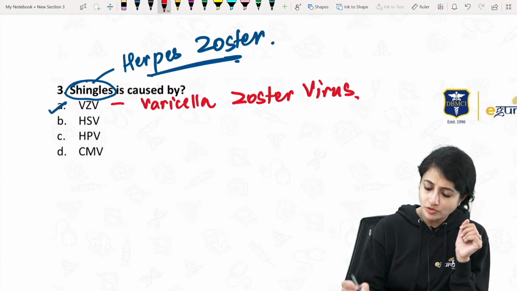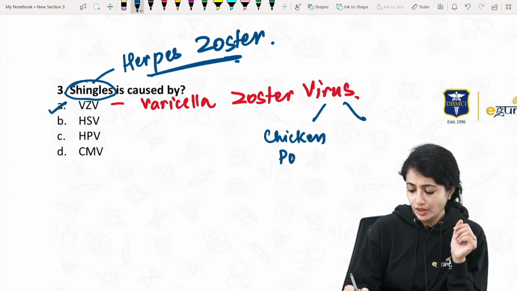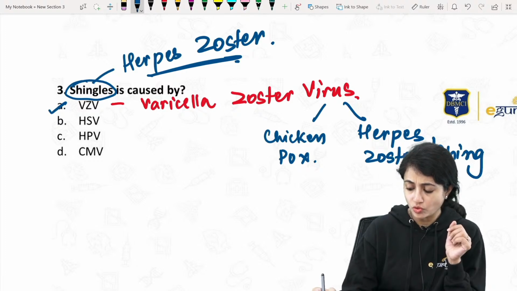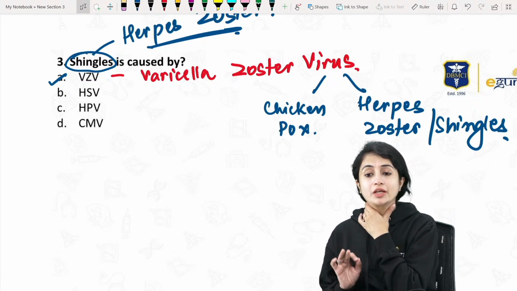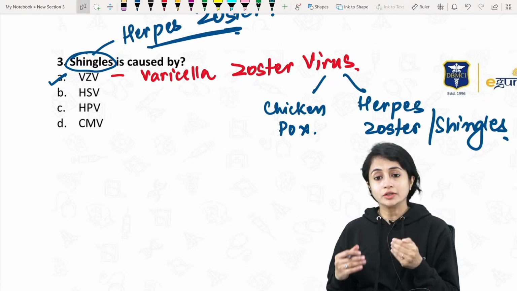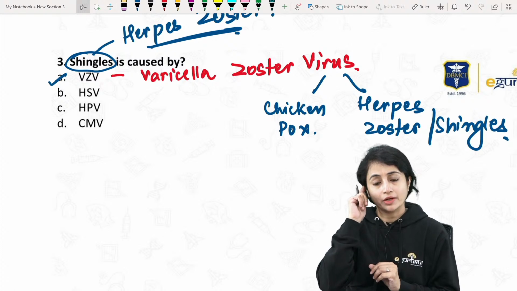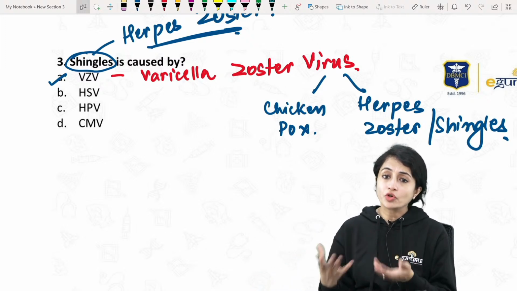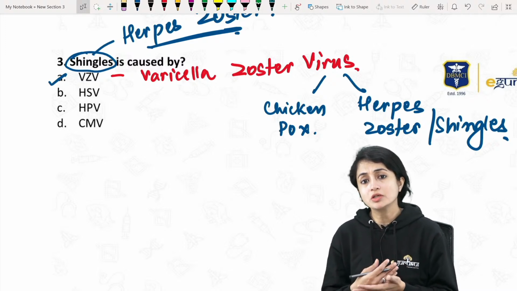Now, varicella zoster virus causes two kinds of infection. It causes chickenpox and it causes herpes zoster, which in common terms is also called shingles. Okay, now what is classical is, whenever you get chickenpox, this virus goes and stays latent in one of your root ganglia, and sometimes later in life it can get reactivated. This virus gets reactivated and the patient might develop herpes zoster or shingles.